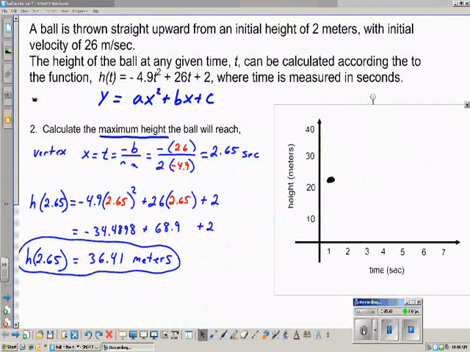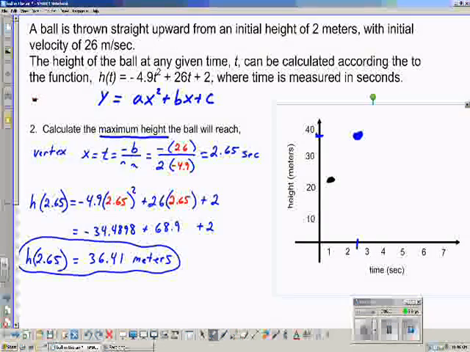This is the vertex of the parabola. It's no different from finding the vertex in any other non-application problem. On the x-axis, I'll mark that's about 2.5 there or so. And the y-axis will go to around 36. And right there, we're going to call that the vertex of our parabola. And that is the maximum height that our ball will reach.